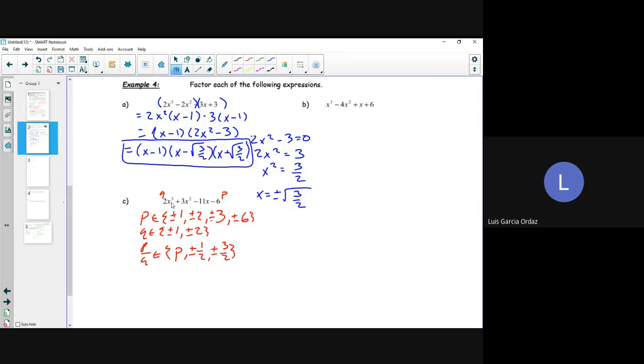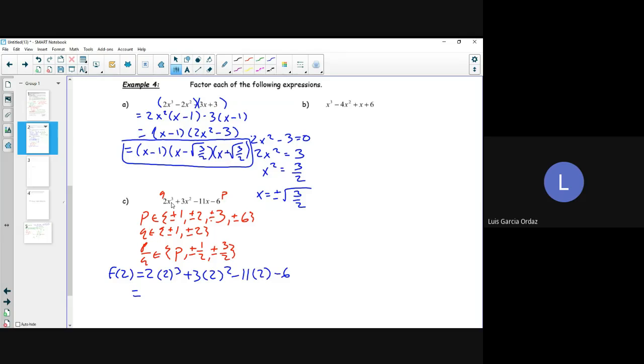So now for the factor theorem, we have to pick either a factor from P or a factor from P over Q and sub it into the expression, and it should give us 0. So what number do you guys want to try out first? 2. Okay, let's try out 2. So f at 2 is equal to 2 times 2 cubed plus 3 times 2 squared minus 11 times 2 minus 6.